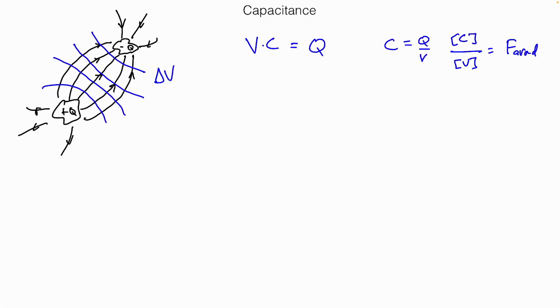So, where would you need to be able to dump a lot of energy really fast?